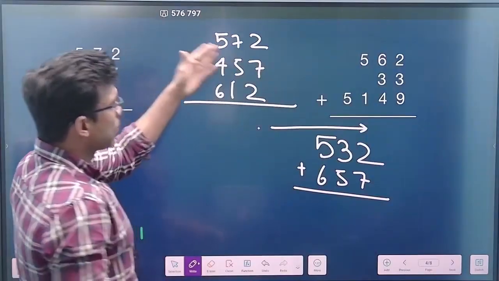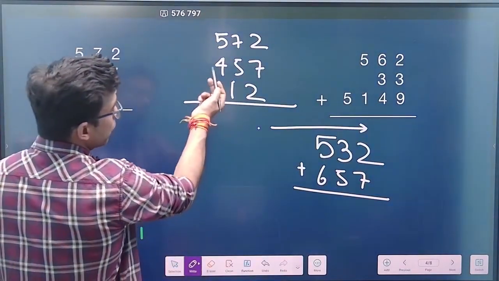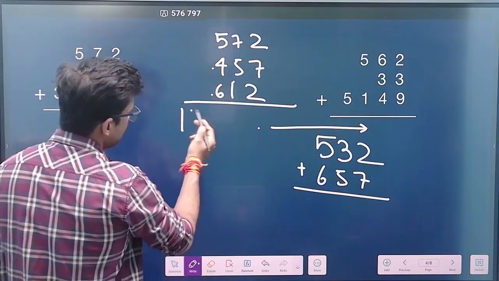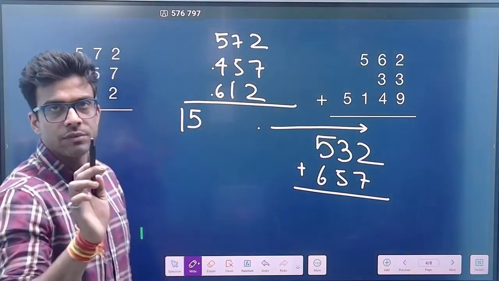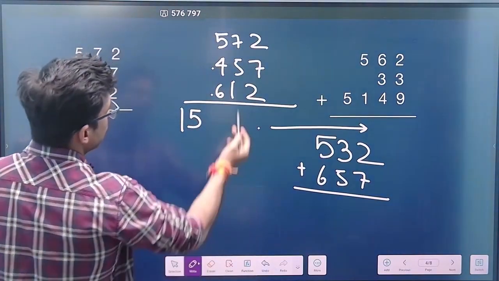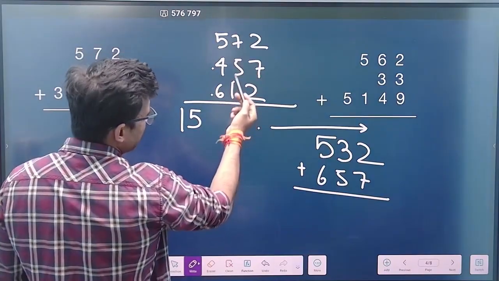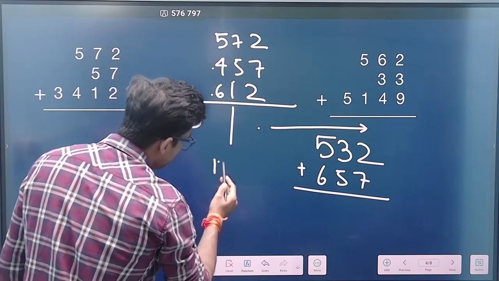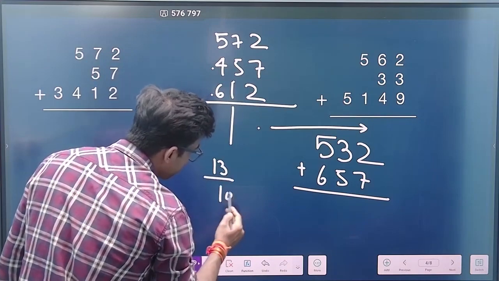As I said, go from left to right. Now see, 6 plus 4 is 10, plus 5 is 15, correct? So write down 15 here. Now 7 plus 8 and plus 5 is 20, so 13... Now see, if you write 13, 13 comes as 10 plus 3, correct?